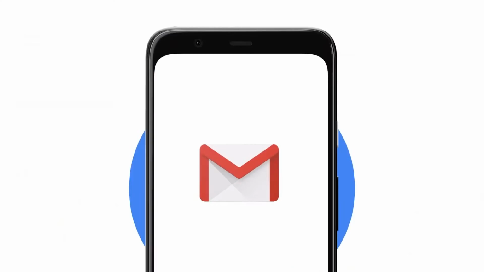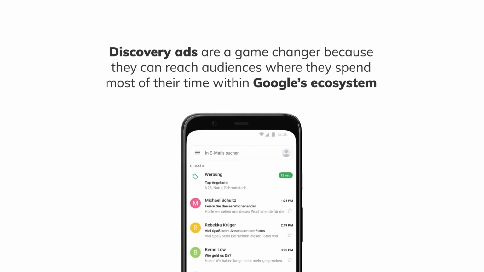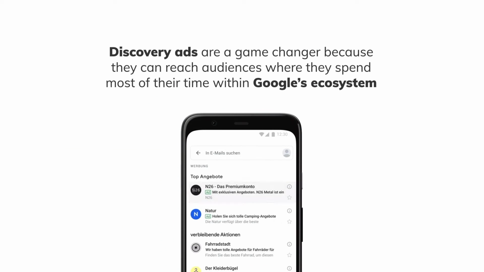Closing thoughts. In the ever-evolving landscape of online advertising, staying ahead of the curve with the latest trends and updates is essential for marketers and business owners seeking to remain competitive. Discovery ads are a game changer because they can reach audiences where they spend most of their time within Google's ecosystem. So now it's your time to give them a try and take your business to the next level.